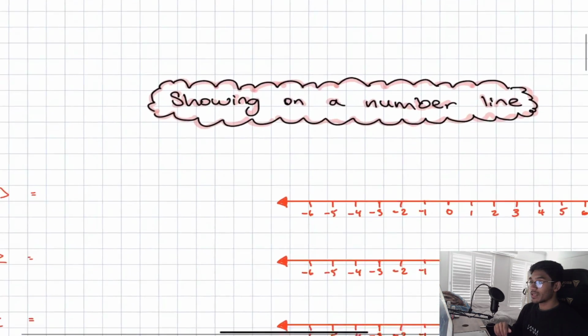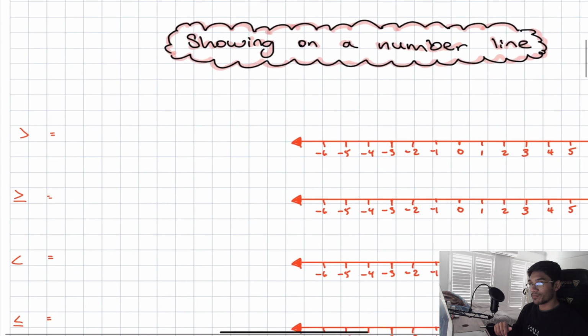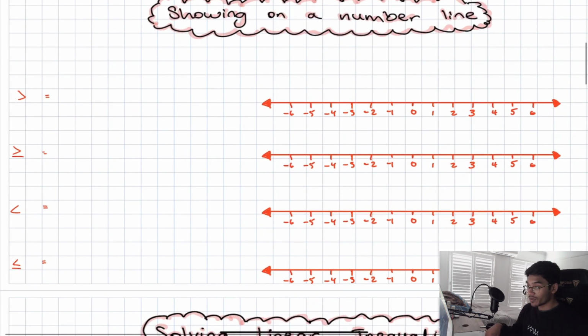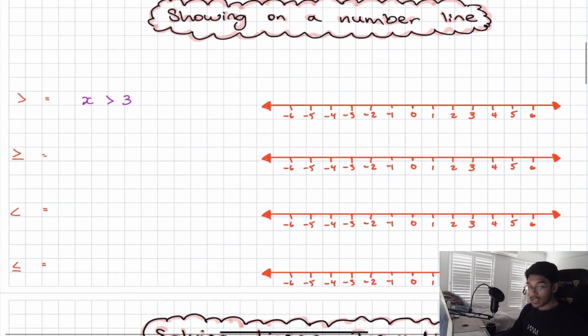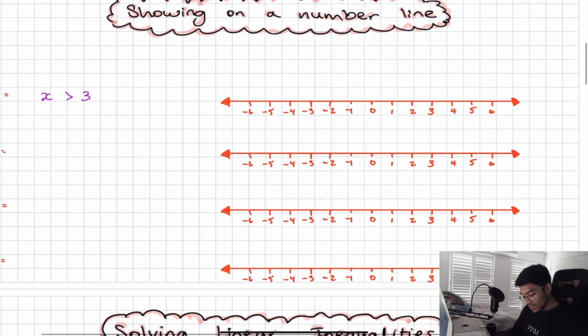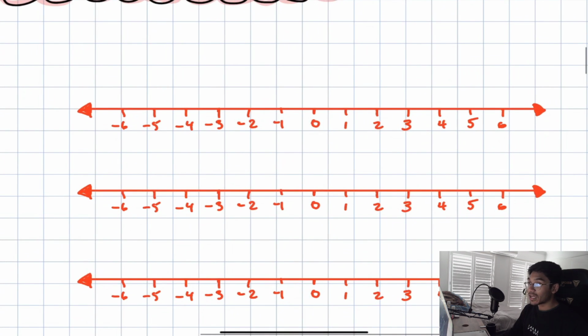Now, what we can actually do is show these on a number line. So what I've got here is my 4 inequalities on the left, and on the right I've written 4 number lines, one for each one. So let's say for greater than, which is the first one, I'm focusing on x is greater than 3. What that means is x is a higher number than 3. For a number line, I have my line there and I have my numbers. For me, I've gone from -6 all the way to +6. A number line can be as big or as small as you want.